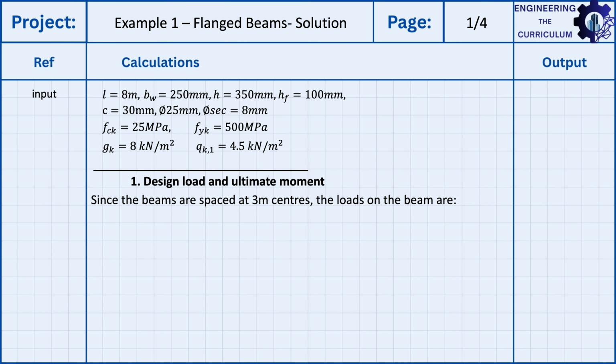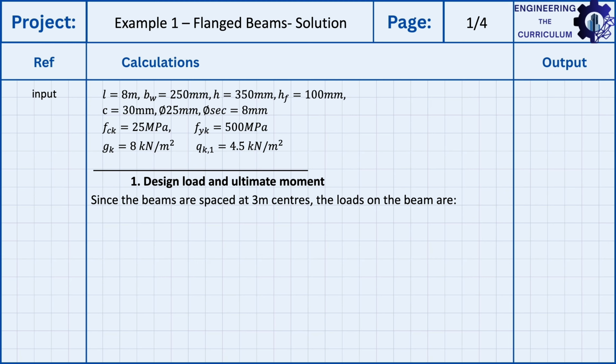We start off using calculation sheets, and in them we write on the very left-hand side the reference that we're referencing. In the middle, we have our calculations, and in the output, we put anything that we're carrying forward. I've started off by just putting the input. We know that the length of the beam is 8 meters, the width of the web is 250 millimeters, the height of the beam is 350 millimeters, and the height of the slab is 100 millimeters.